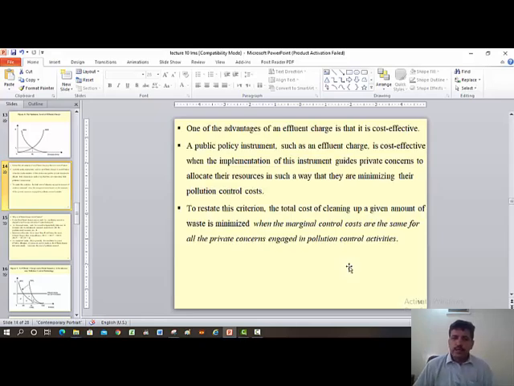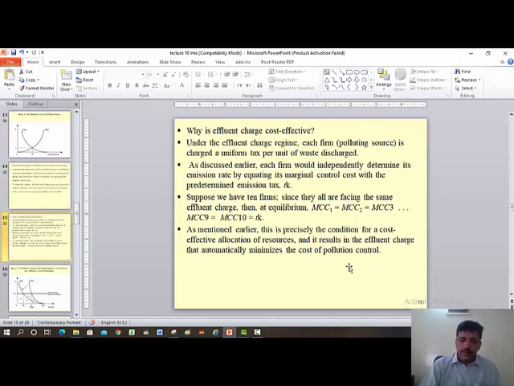One of the advantages of the effluent charge is that it is cost effective. A public instrument such as an effluent charge is cost effective when the implementation of this instrument guides private concerns to allocate their resources in such a way that they are minimizing their pollution control costs. To restate the criterion, the total cost of cleanup for a given amount of waste is minimized when the marginal control costs are the same for all the private concerns engaged in pollution control activities.